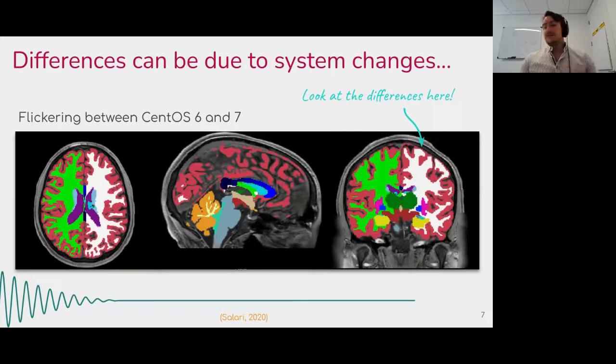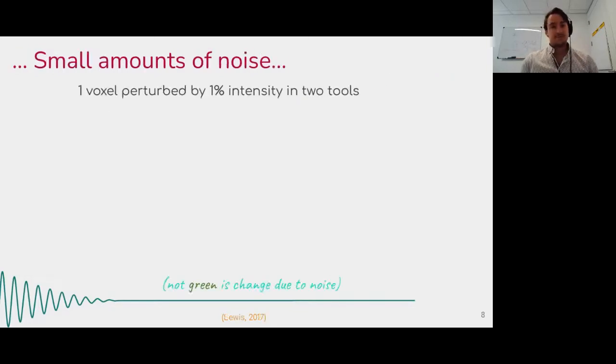Now, this is a bit worrisome, as you can imagine. Imagine if you care about analyzing the region of the brain right over here where I put this blue arrow. Well, you might be a bit discouraged because all of a sudden you have tons of variability just from changing your operating systems. So, okay, let's jot that down. So that's one of the possible sources of difference.